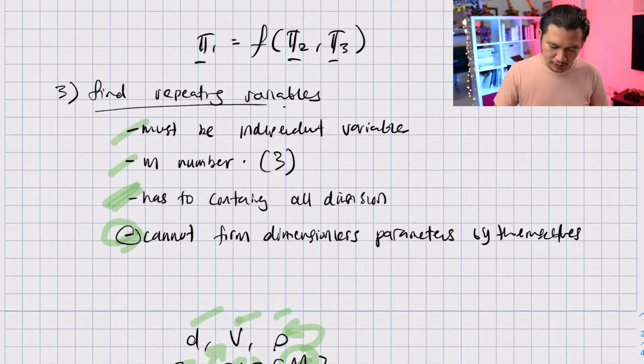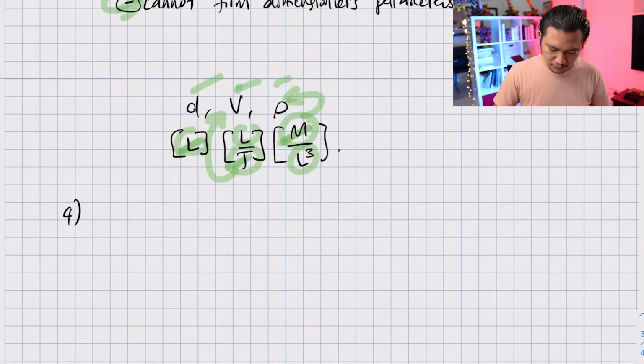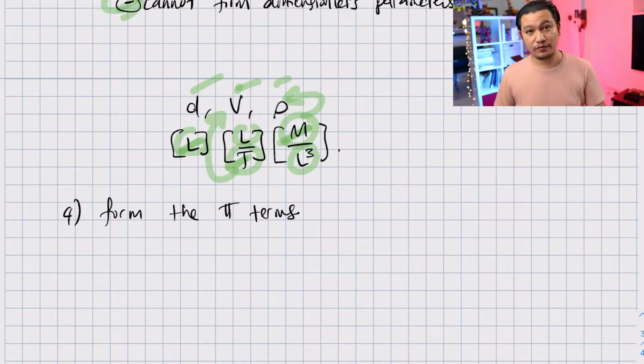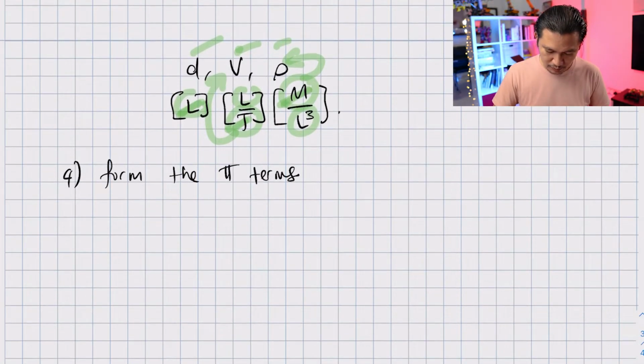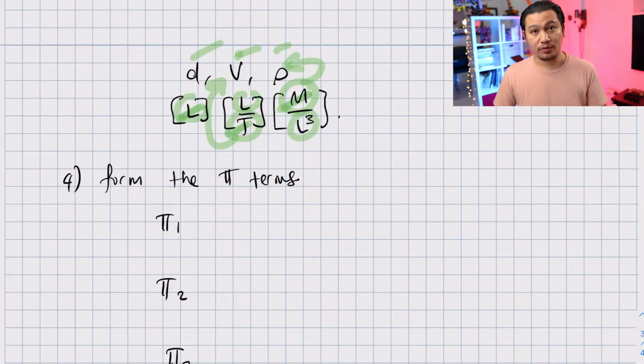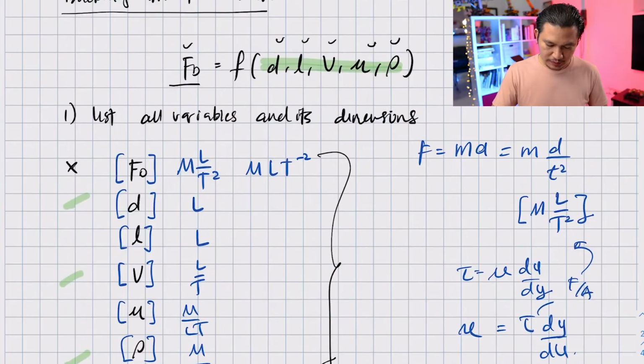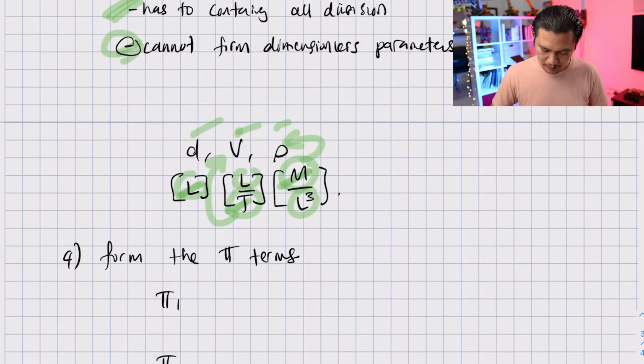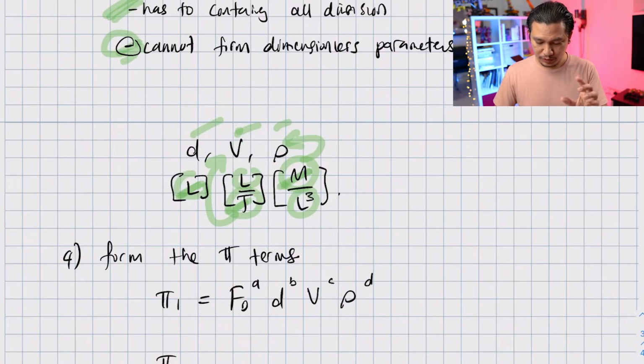Okay, now let's move on to our step number 4. Step number 4 is form the pi terms. And how do we form these pi terms? We know that we have 3 pi's, so pi 1, pi 2, and pi 3. Now, because we have chosen d, v, and rho as our repeating variables, what's left is fd, L, and mu. So, for our first pi, it's going to be fd to the power of a, and followed by our repeating variables. So, repeating variables are d to the power of b, v to the power of c, and rho to the power of d. Later, you will see what we do with this a, b, c, d.